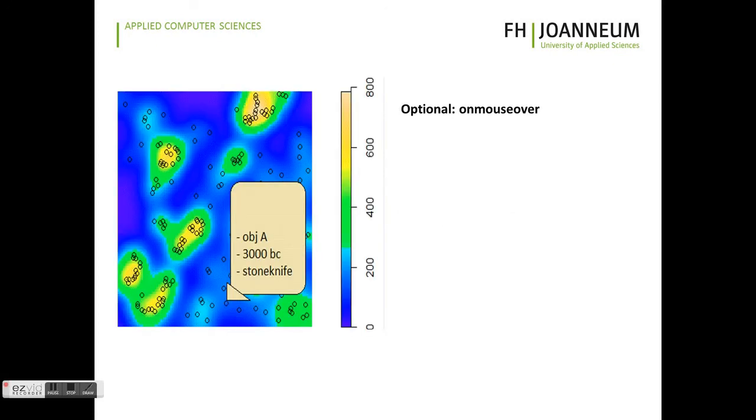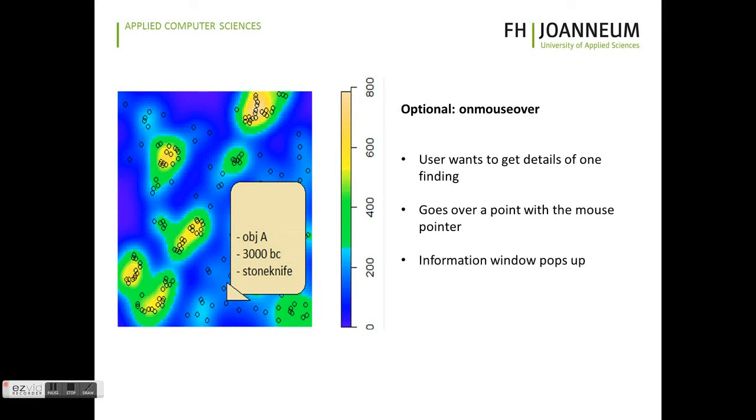And finally, the optional requirement is the on-mouse over effect. So if the user wants to get details of one specific object, he goes over the representing point with the mouse, and an information window pops up and shows him everything related to this specific object.